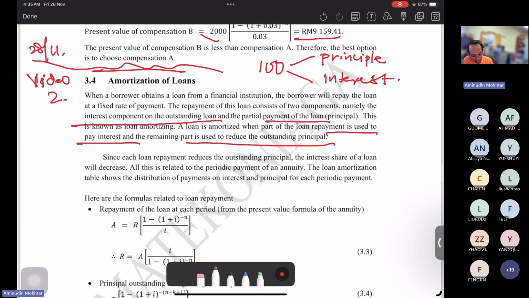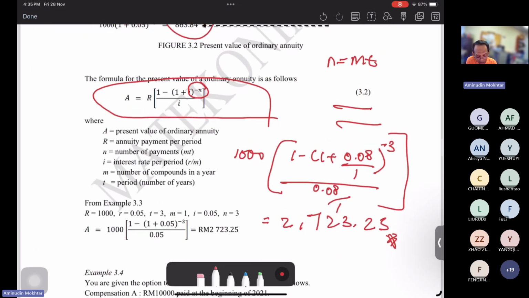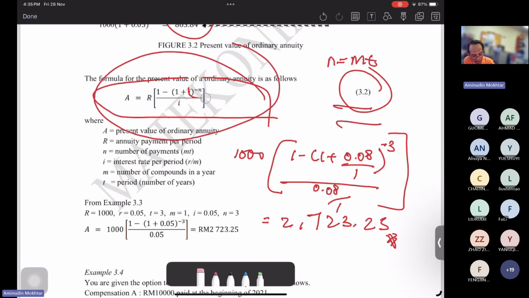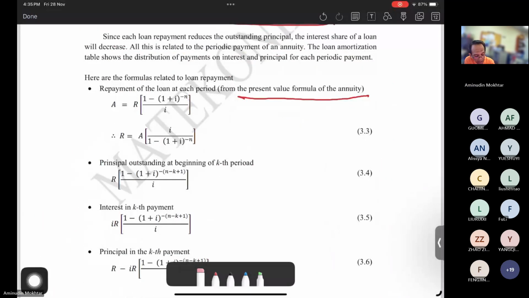Normally, the bank applies the concept of present value of the annuity that we have learned before. As you can see in this formula 3.2, the bank will apply this formula to determine the amount of money that you need to pay back to the bank. In this case, A is the loan amount, because you receive the loan amount today. That's why the loan is also considered as the present value of annuity.